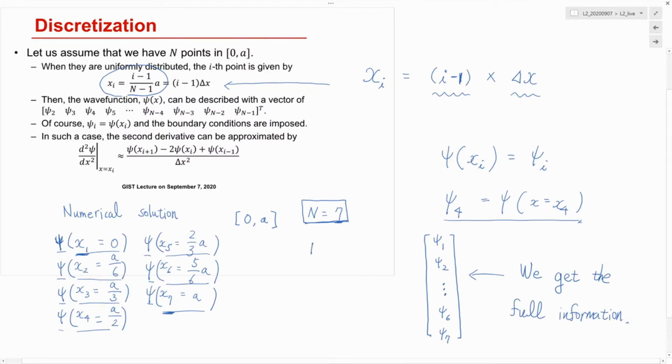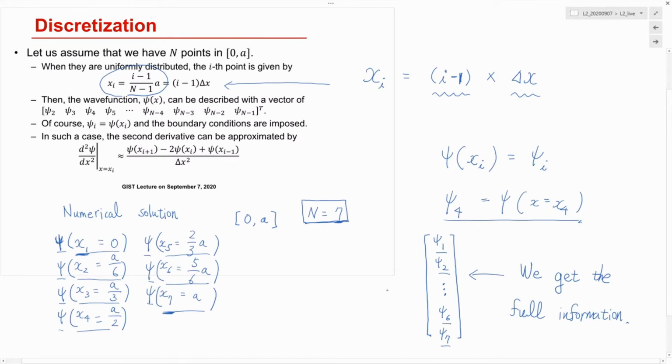Of course, when n is not 7, when n is 100, 1000, 10,000, or 100,000, then maybe it looks beautiful. However, although this number can be increased, it is not infinity. Please note that this is our limitation. Anyway, we will say that only with this finite-length vector containing the sampled values of the wave function at discretized points, that is enough for our purpose.